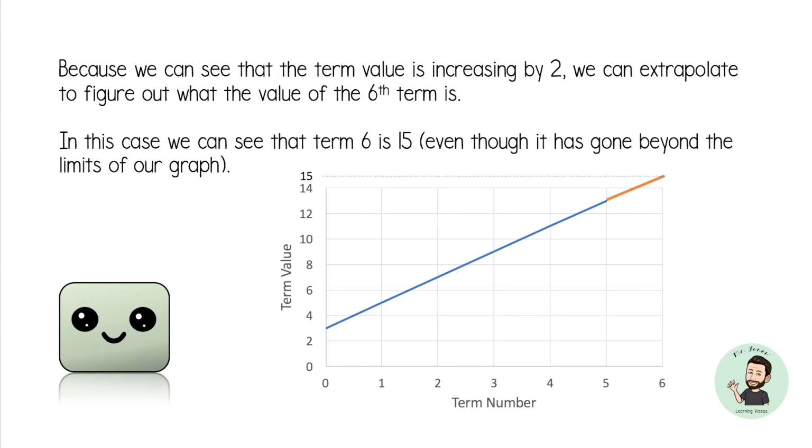Because we can see that the term value is increasing by 2, we can extrapolate to figure out what the value of the sixth term is. In this case, you can see I've extended my line, and it's actually going beyond the top of our graph, but you can see that for the sixth term, it would be worth 15, right? And that makes sense with the pattern we have, because at 0, it's 3, 5, 7, 9, 11, 13, and 15.